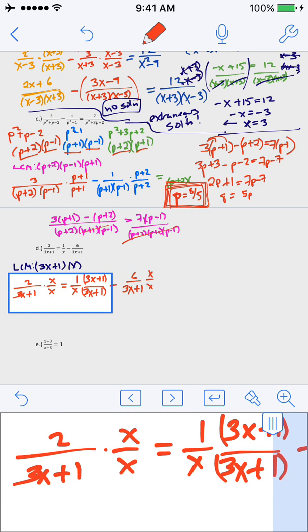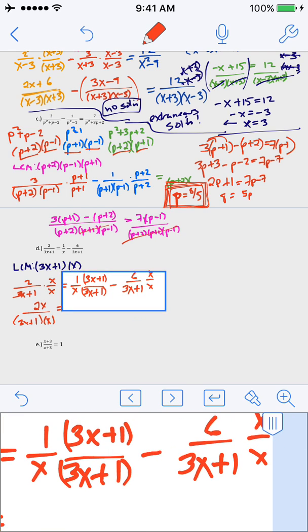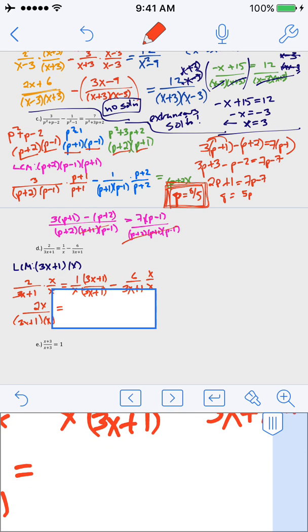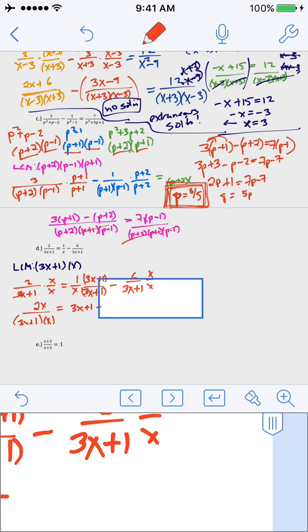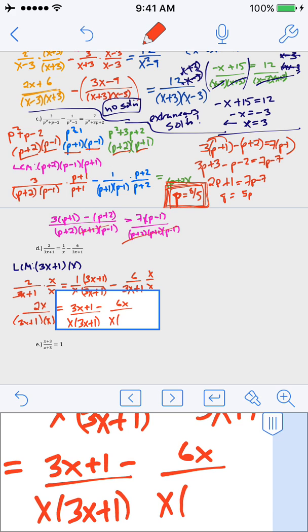This becomes, let's see, 2x over 3x plus 1 times x is equal to 3x plus 1 over x times 3x plus 1 minus 6x over x times 3x plus 1.